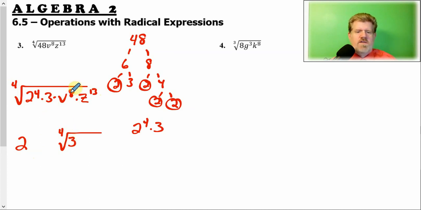All right, v to the 8th, 8 divided by 4 is 2. It goes in evenly, so no v under the radical. Z to the 13th, 13 divided by 4. 4 goes into 13 3 times.